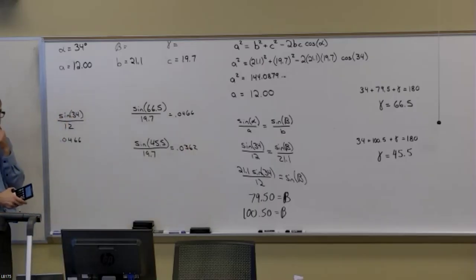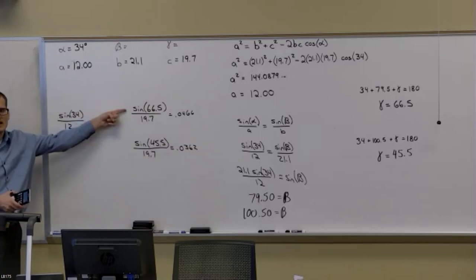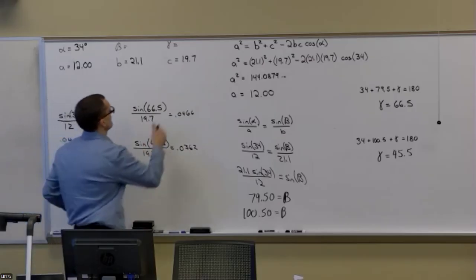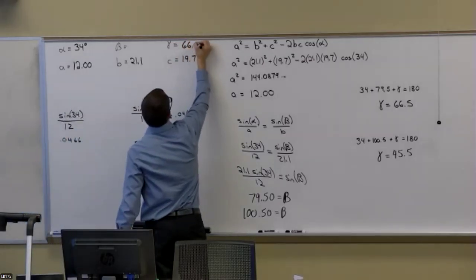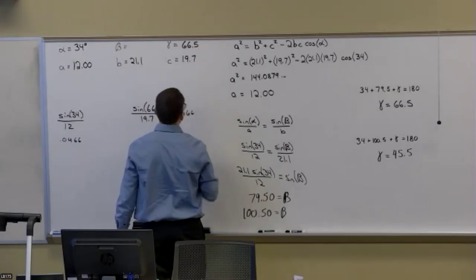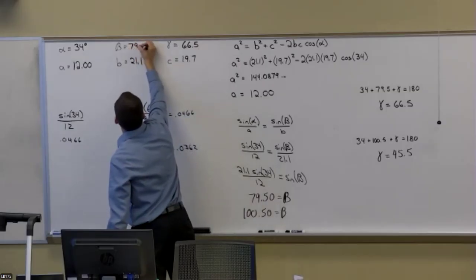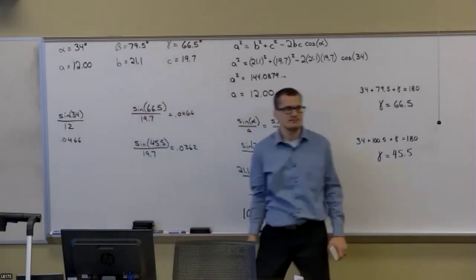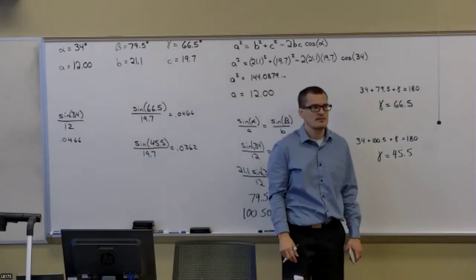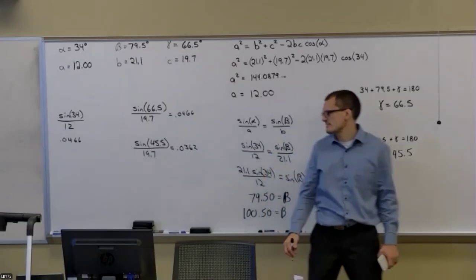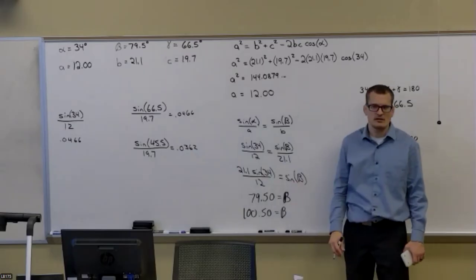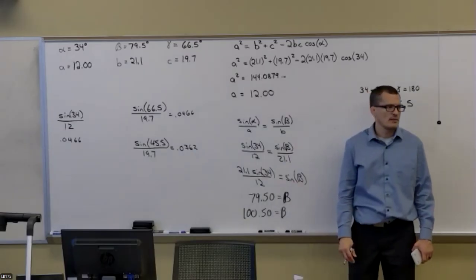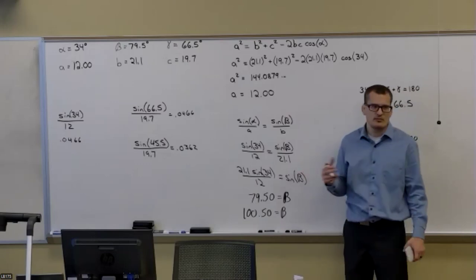I would have ended up with this. So which one is the correct one? Well, it's the 66.5 version, which means the 79.5 version is the correct beta. Does that make sense? So in this case, the supplementary angle did not work because it gave me a gamma which was inconsistent.